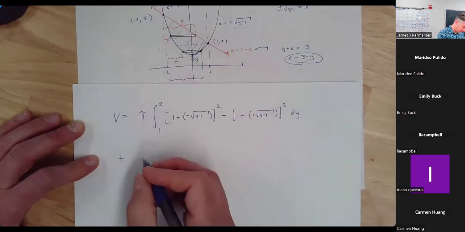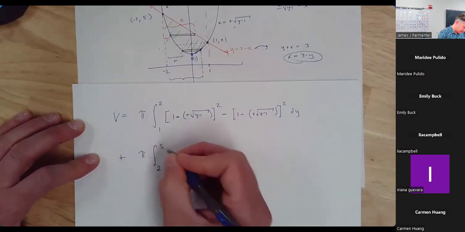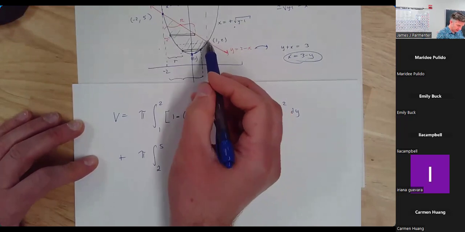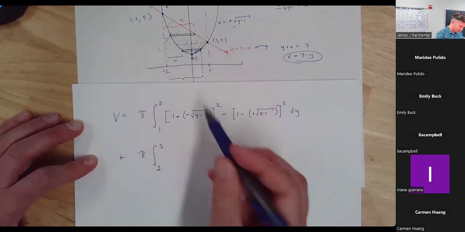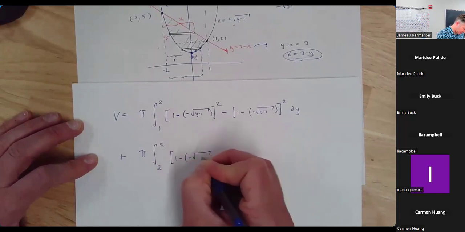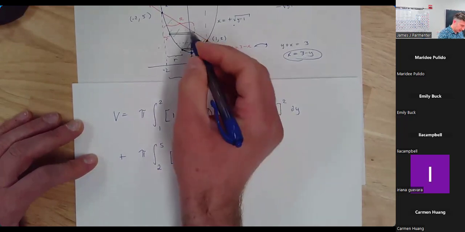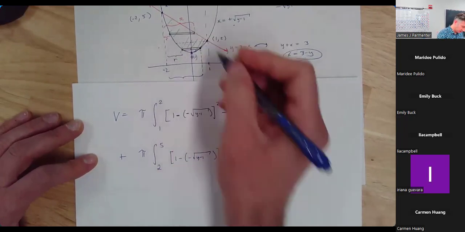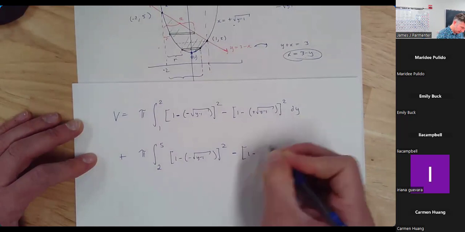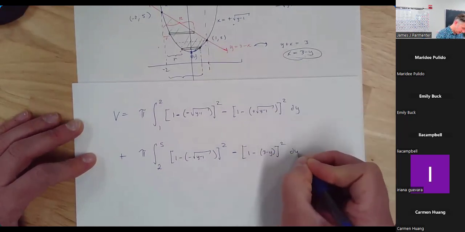Plus the upper part of it, which is going to be pi times the integral from 2 to 5. And now my outer radius is going to be 1 minus the further away function, which is still the same as it was before. 1 minus the negative square root of y minus 1 squared, minus the inner radius, which is now going to be 1 minus the closer function, which is 3 minus y quantity squared dy.